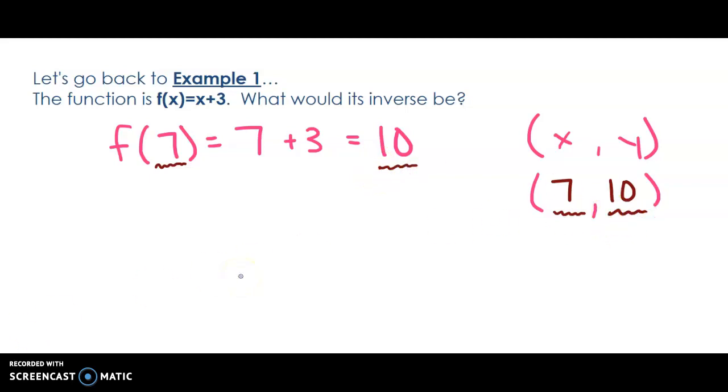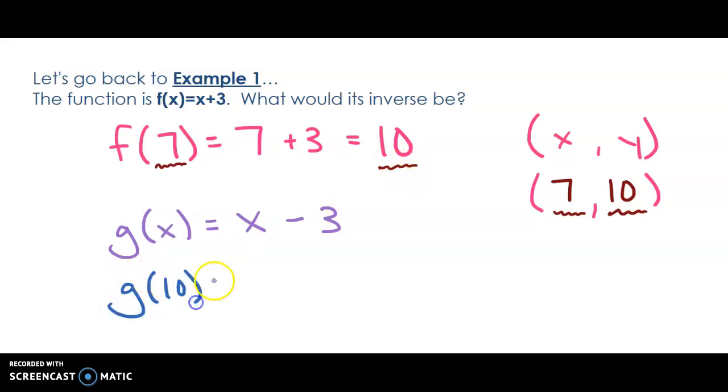And earlier we said the inverse operation of adding is subtracting. So I'm going to write a new function. I'm just going to call it g of x. I'm going to say, hey, in order to get back to where we started, we're going to have some number and we're going to subtract 3 from it. In this case, if we are using the same numbers that we did for f of 7 equals 10, in order to get back to 7 from 10, I am plugging 10 into this function. G of 10 is equal to 10 minus 3, and that gets me back to 7.